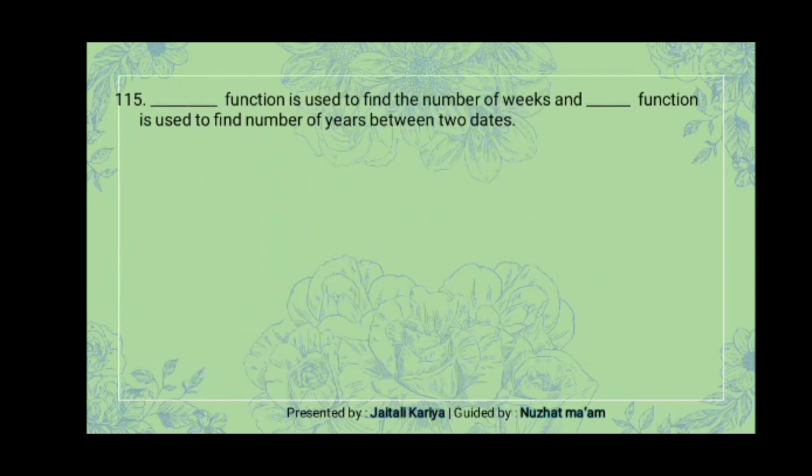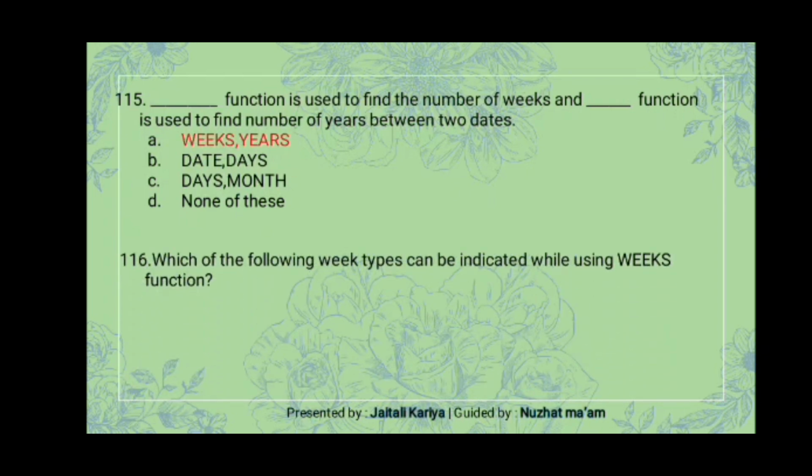115. Dash function is used to find the number of weeks, and dash function is used to find number of years between two dates. A weeks and years, B date and days, C days and month, and D, none of this. The correct answer is A, that is weeks and years. 116. Which of the following week types can be indicated while using weeks function? A weekly intervals, B calendar years, C both A and B, and D, none of this. The correct answer is C, that is both A and B.